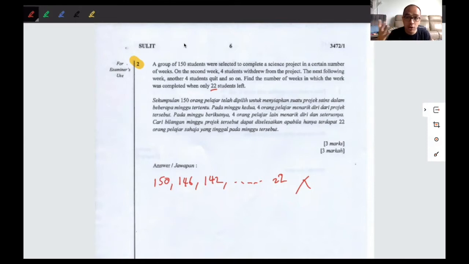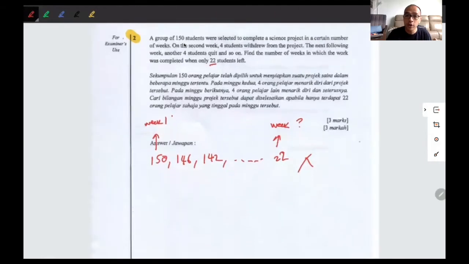Okay, so it doesn't matter how you do it as long as you get the final answer. Week ke berapa? Okay, minggu ke berapa yang tinggal 22 saja. So I want to know if this is week number 1, this is week what? Week apa? Okay, that's what I want to know.